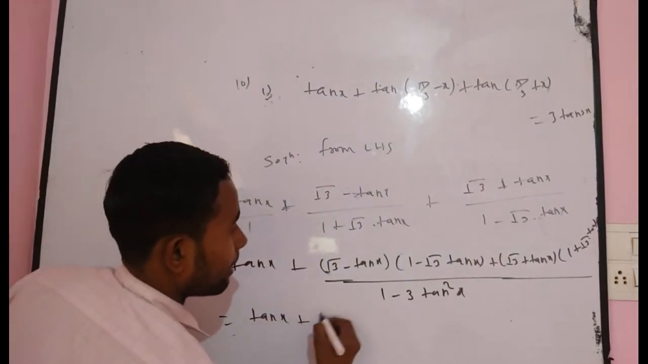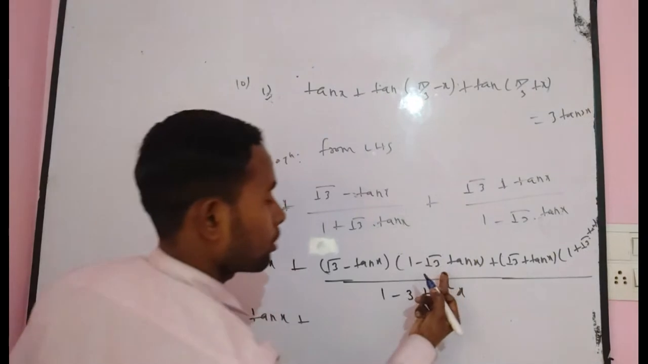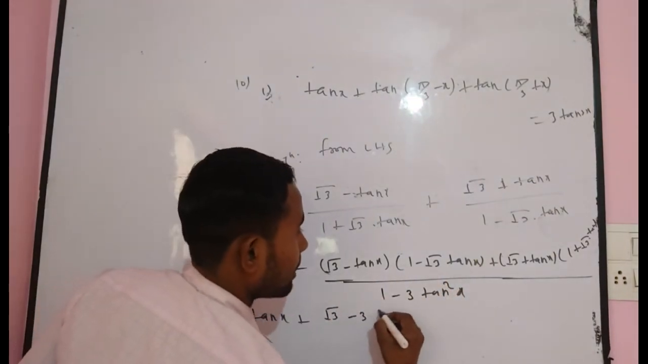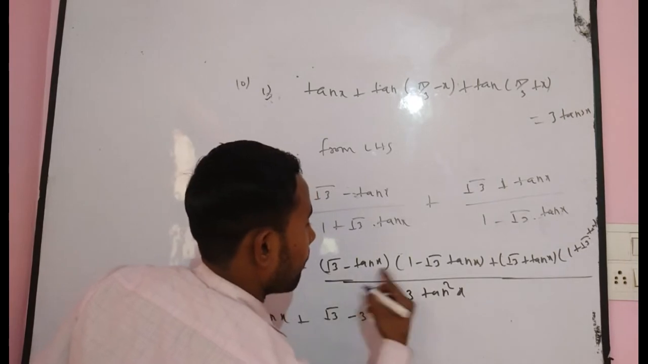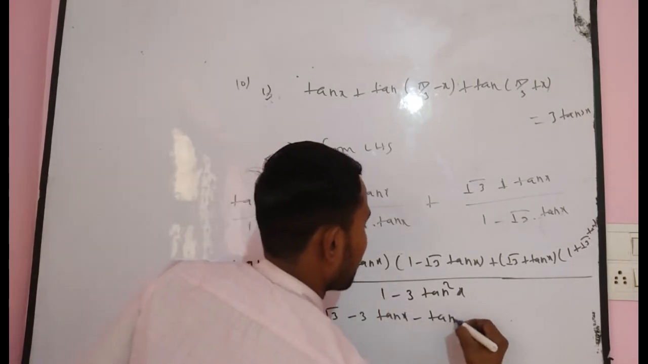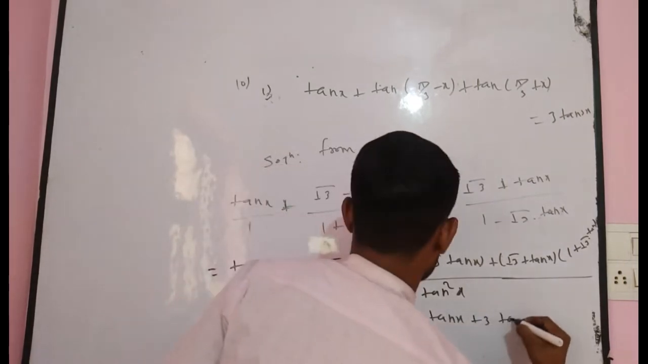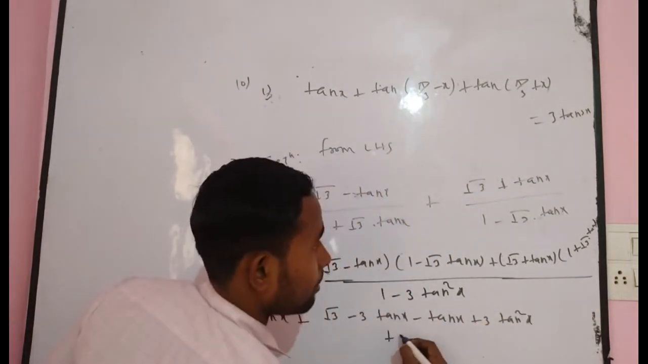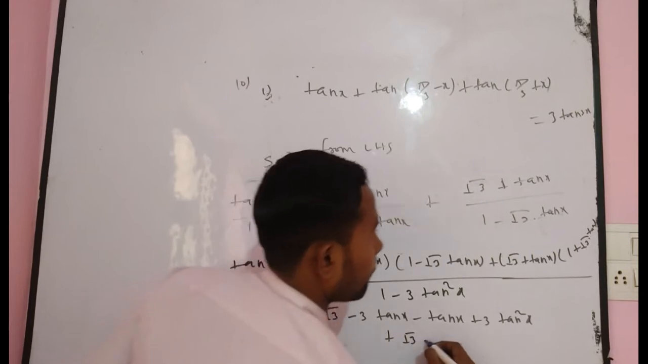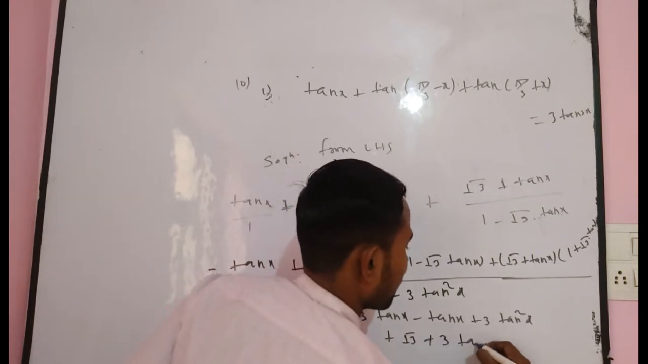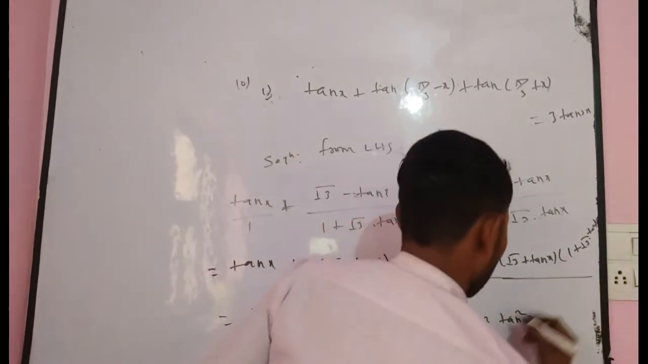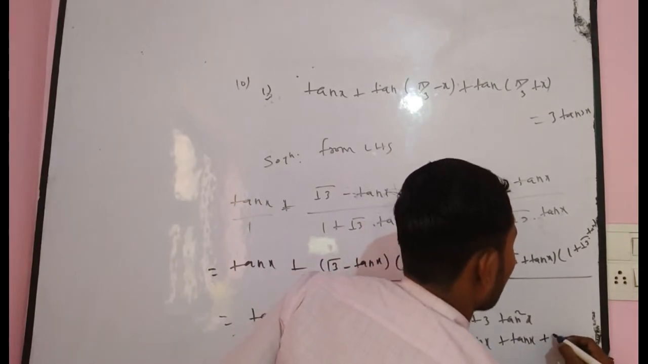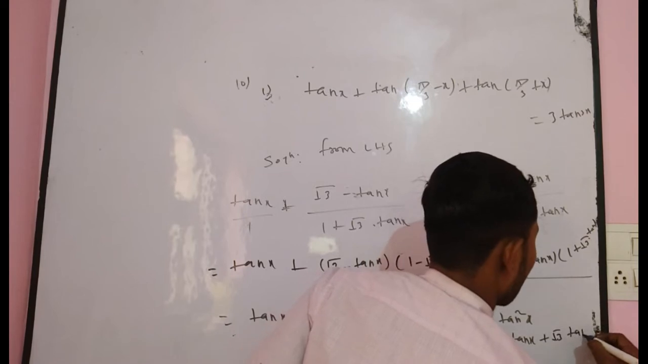Tan x plus, if you multiply this factor by this factor, you get root 3 minus 3 tan x minus tan x plus 3 tan square x. Again, if you multiply this term, you get plus root 3 plus 3 tan x plus tan x plus root 3 tan square x.